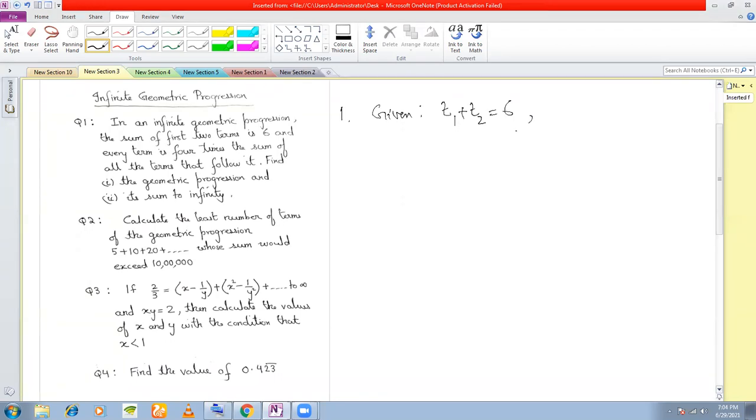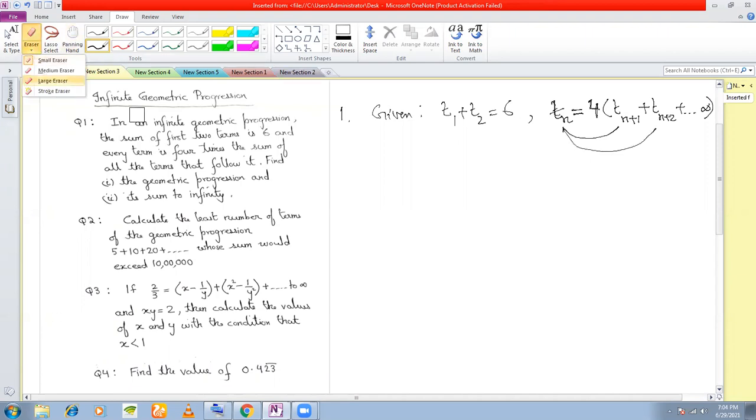Every term is 4 times the sum of all the terms that follow it. Every term means, let us say Tn is equal to 4 times the sum of all the terms that follow it. What is the sum of all the terms that follow it? Tn plus 1, Tn plus 2, and so on. This goes on till infinity because we are talking about an infinite GP. So these two are the conditions given.